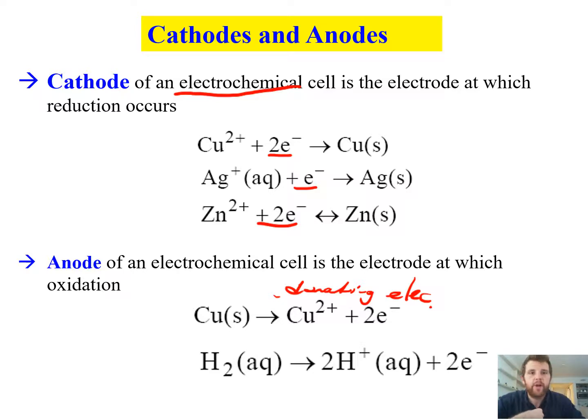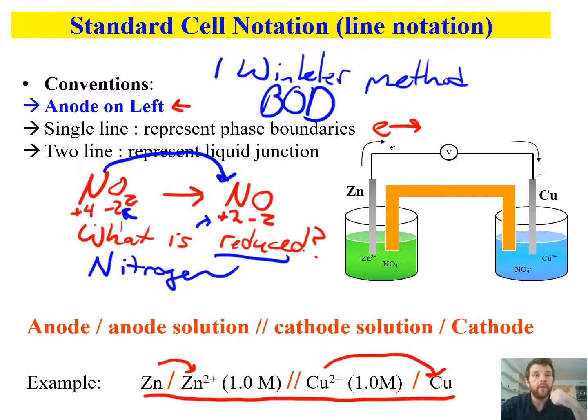at which reduction occurs. So this is where you're going to be adding electrons. The anode is going to be where oxidation occurs. So this is where you're going to be donating electrons. That's supposed to be a minus sign, whatever. Donating electrons. And this is all stuff that we've gone over before, so this shouldn't be anything too new for you.